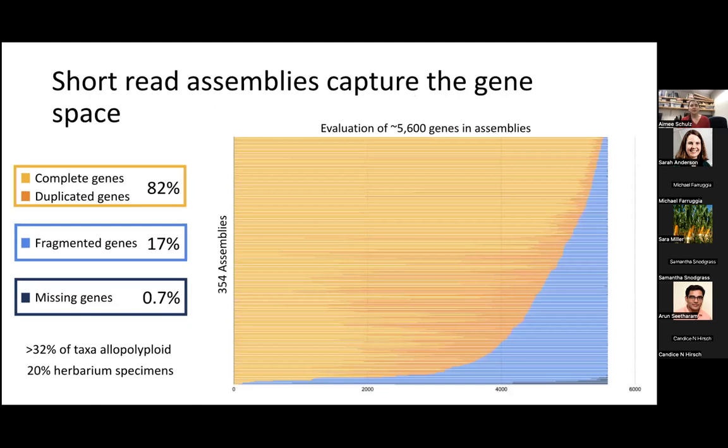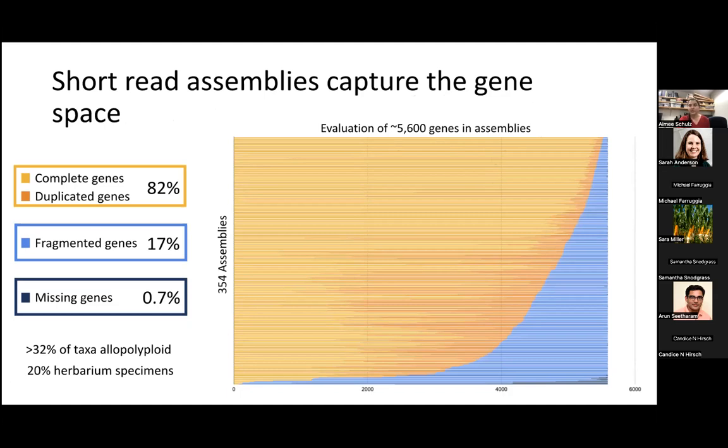And so what we were able to find is that the short read assemblies can really capture the gene space. So shown here is a plot where we are evaluating around 5,600 genes that we would expect to be conserved across all of the grasses. And you can see that across these first 354 assemblies that I've completed, on average, we're hitting about 82% of these 5,600 genes are found as complete or duplicated.